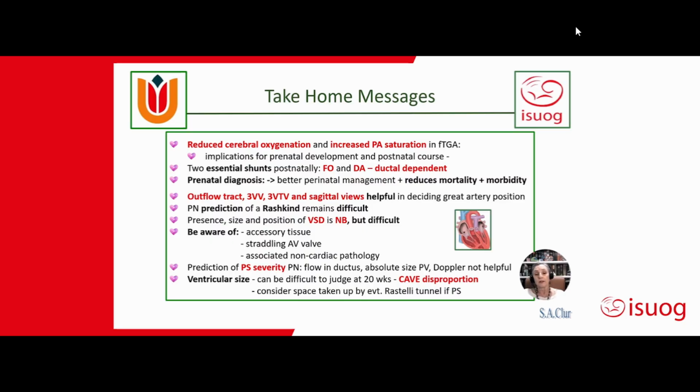If pulmonary stenosis is present, try to assess severity based on the flow in the duct, the absolute size of the pulmonary valve, and the pulmonary arteries. Try to assess ventricular size. It can be difficult at 20 weeks. Be careful when there is early disproportion. In presence of pulmonary stenosis, remember to consider the space taken up by the Rastelli tunnel and its effect on the size of the right ventricle.